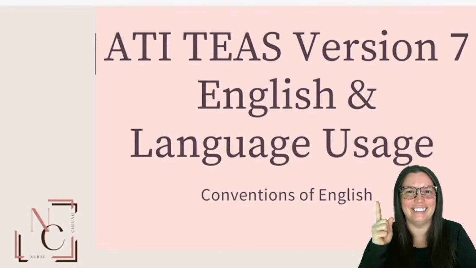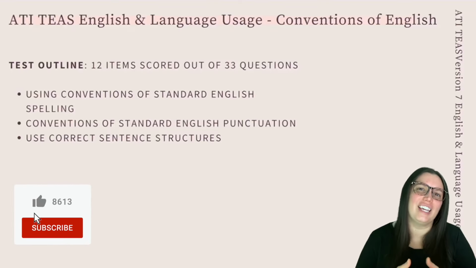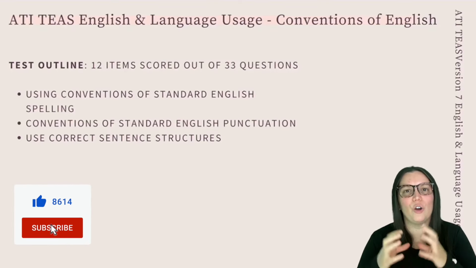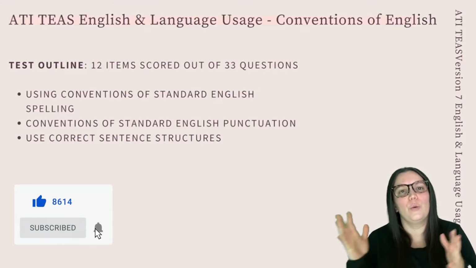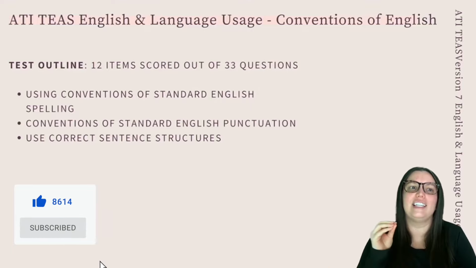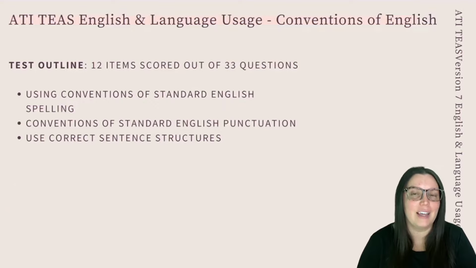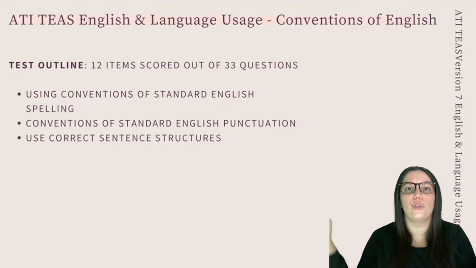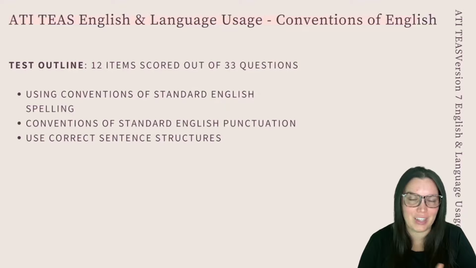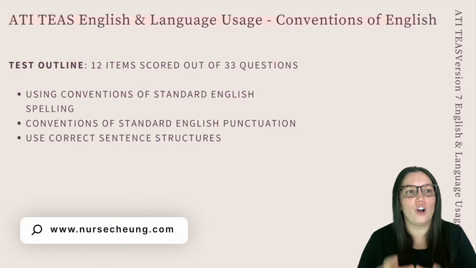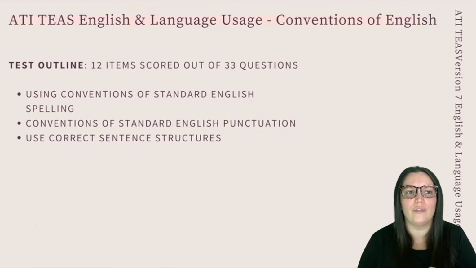Let's get started. As always, we begin by looking at the objectives when it comes to our particular portions of the exam. When it comes to conventions of English, there is a total of 12 items that are scored out of the total 33 that will be on the test. Objectives that are going to be covered are using conventions of standard English spelling, conventions of standard English punctuation, and use of correct sentence structures.